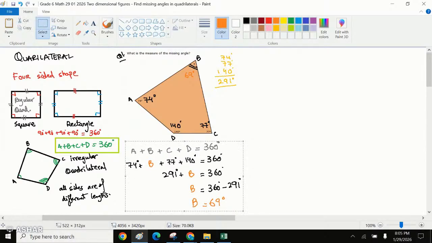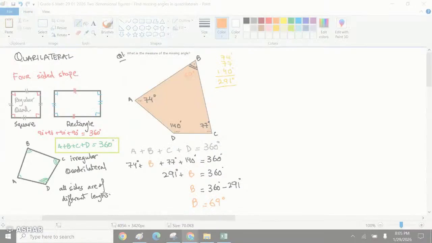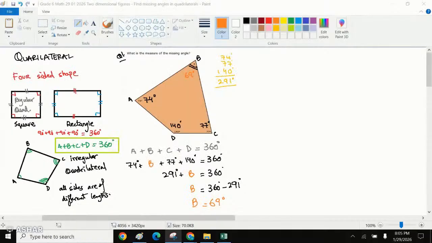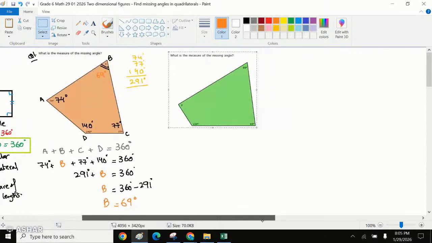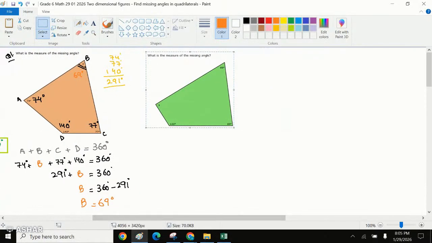Okay, so let's try another question. For the next question, it says another irregular quadrilateral is given. I'm using the word irregular. Why? Because all the angles are not equal and all the lengths are not equal, right? So let's look at question number 2, which says find the missing angle.